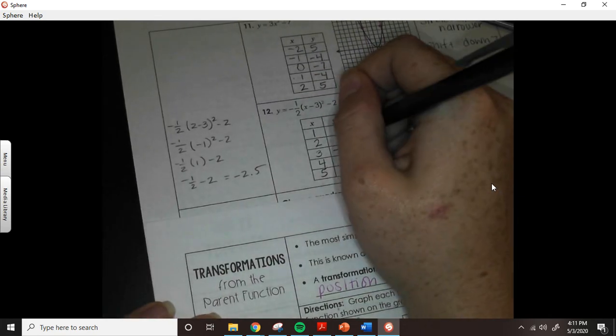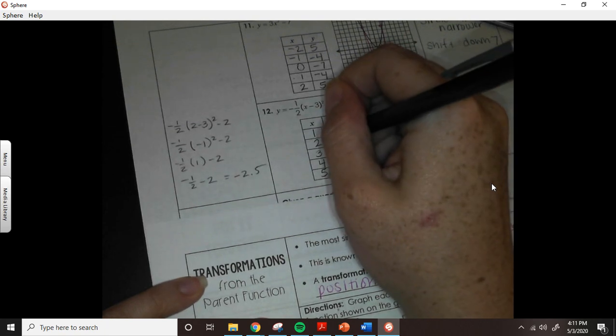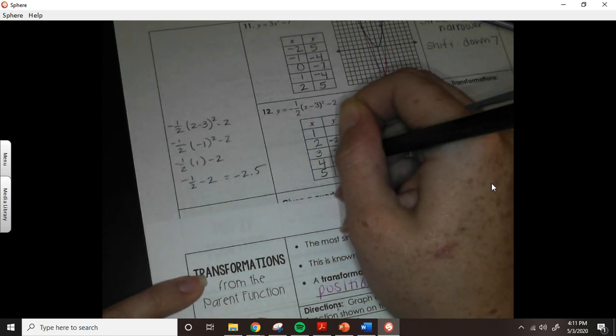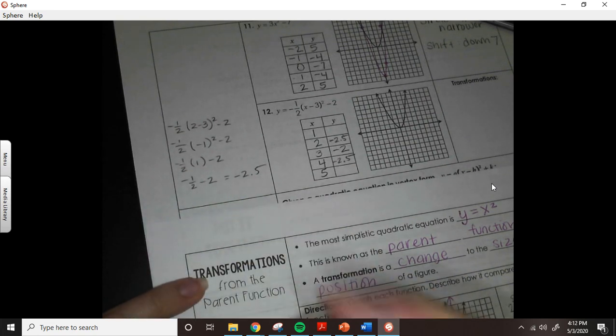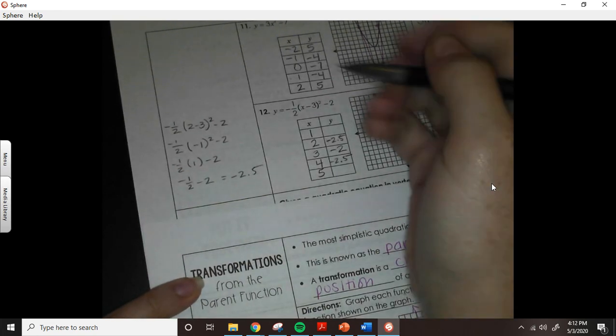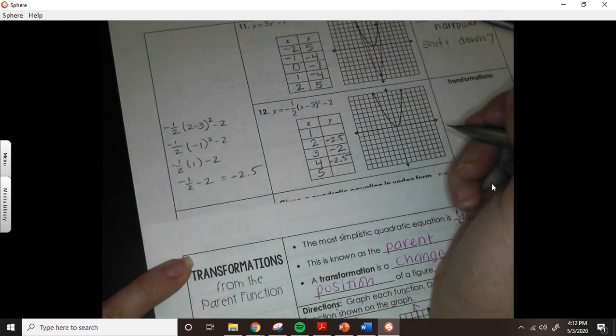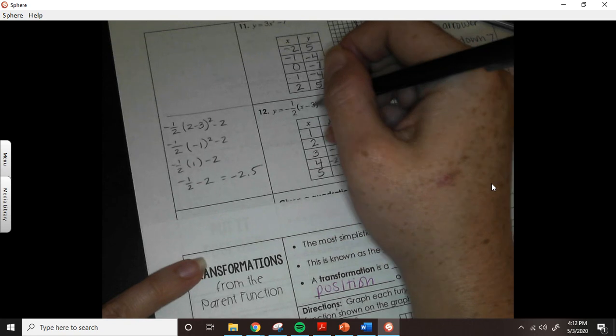-2.5. Is that okay with you? It's okay with me. Same signs. We know we're adding the numbers and keeping the sign. So that's that. Let's plug in 1.